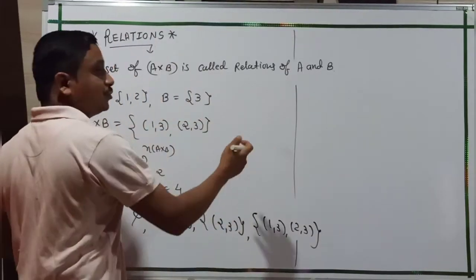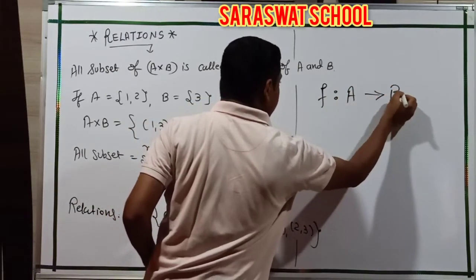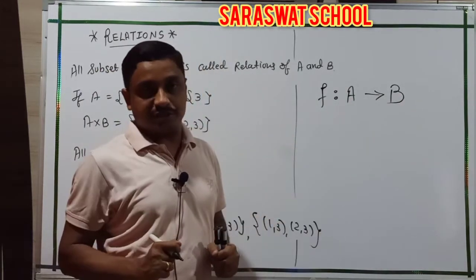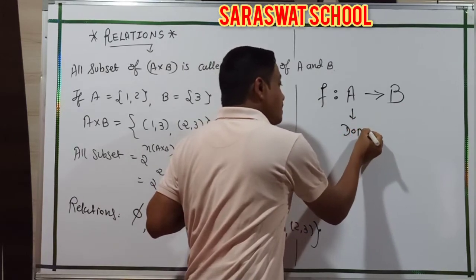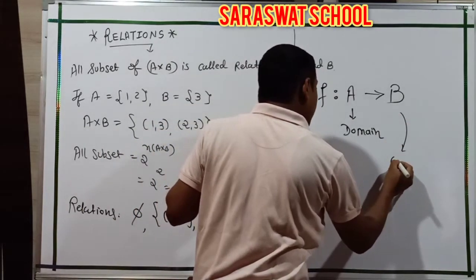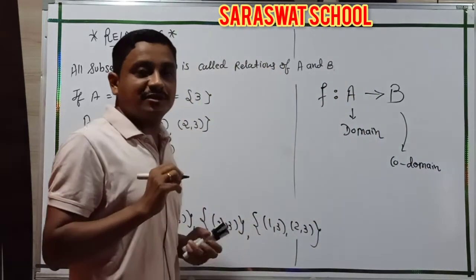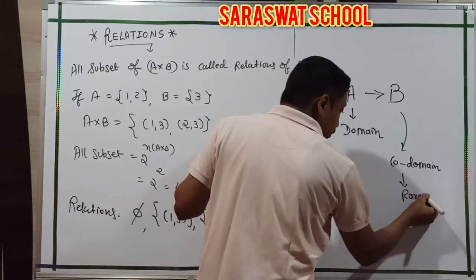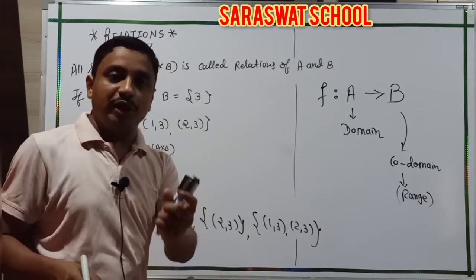So students, I am now going to explain any function from A to B. F indicates functions and A to B is your relations. In this A, students, what you are taking is the domain. And this B you are taking is the codomain. And if the codomain answers further calculations, you get what is called the range. Don't worry. One by one, I will explain what is domain, what is codomain, and what is range.